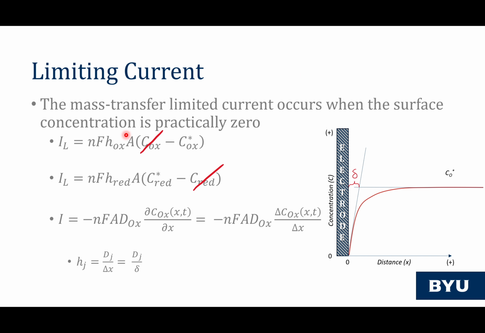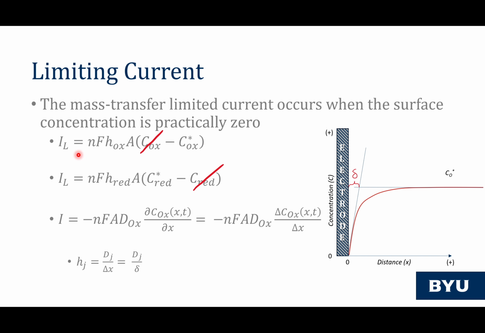Let's talk about limiting current. So when do we consider our reactions to be mass transfer limited? And the answer is that we assume that happens when the concentration of our analyte is practically 0 at our electrode.